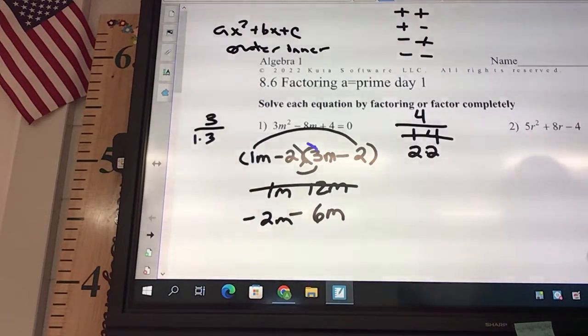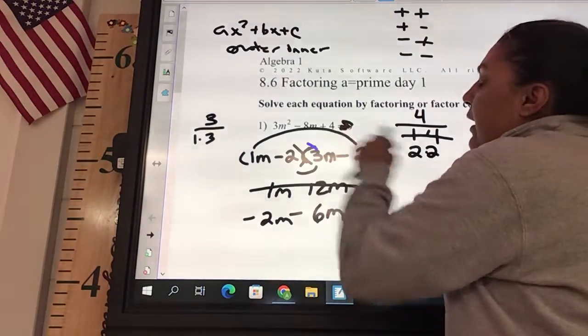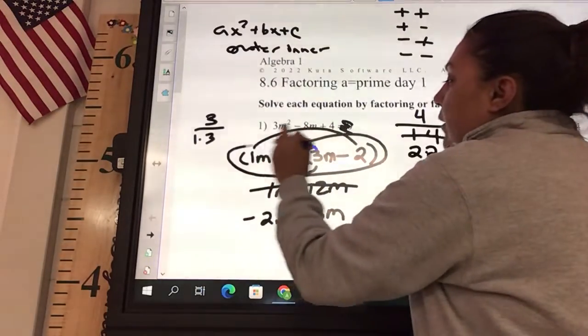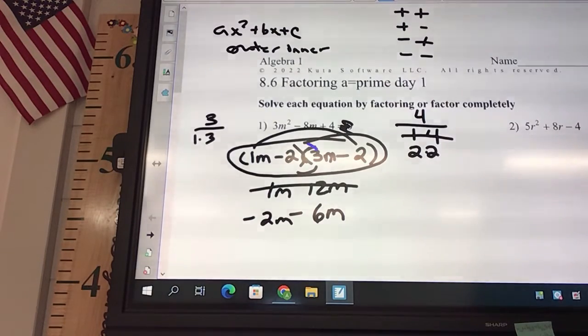For today's purposes, and today's purposes only, I want you to ignore if any of these say equals 0. We're only going to do this part today, because I feel like it's probably just too much to try to do all in one day, quite honestly.